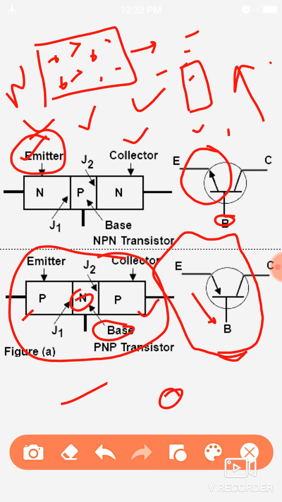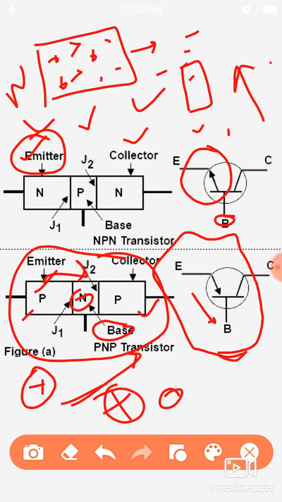into the circle. Because in a PNP transistor, the P is made of holes. A hole behaves like a positive charge carrier. When it is emitted to the base, the current will flow in this direction. According to classical electrodynamics, the direction of flow of positive charge is known as the direction of current. So in a PNP transistor, the current will flow from E to B, so we use this arrow in the E to B direction.